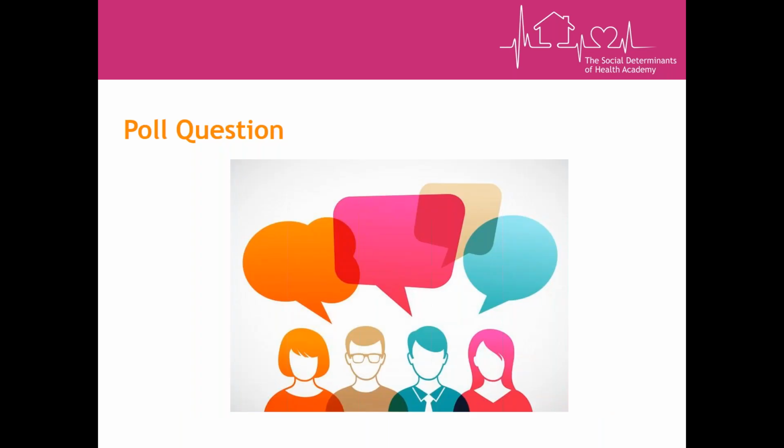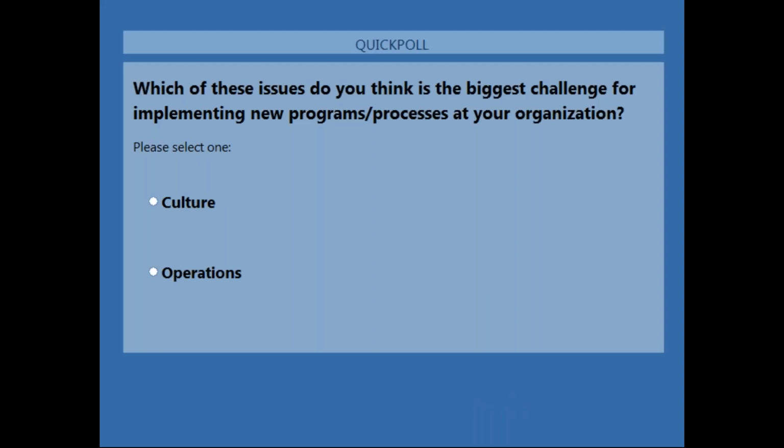So if Sharina could launch the poll, please. We are going to just ask you, of the two things, culture and operations, which of the issues do you think is the biggest challenge for implementing new programs or processes at your organization? So just go with your gut on this one. Both of them are huge topics that require a lot of thought and a lot of work to adjust, but we'd like to organize the last bit of the conversation and have you walking away with a sense of where you might need to direct your energy if you need to do both things, what's the first thing? So Sharina, let us know.